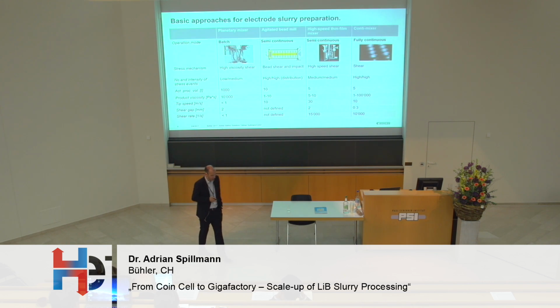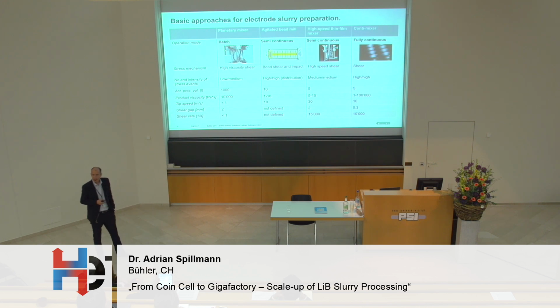So for lithium-ion battery slurry production, you mainly can distinguish between two approaches. First of all, we have the high solid content kneading process, and the second one is the high-speed shearing process. So in the battery industry today, the typical equipment for the high solid content kneading process is the planetary mixer, as shown here on the left-hand side. And for the high-speed shearing process, you can, for example, use agitated bead mills or high-speed mixers.